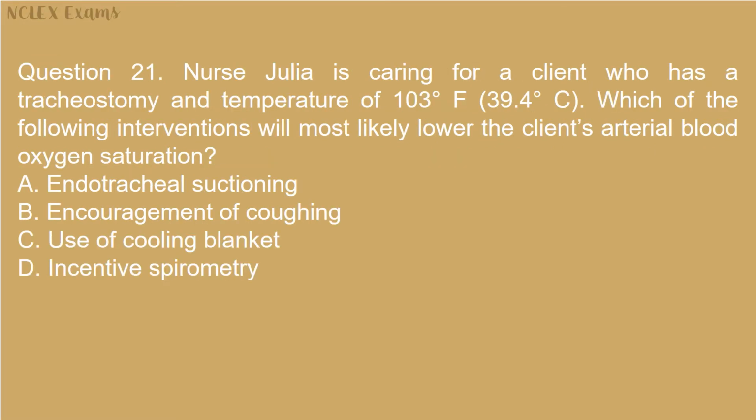Question 21. Nurse Julia is caring for a client who has a tracheostomy and a temperature of 103 degrees Fahrenheit (39.4 degrees Celsius). Which of the following interventions will most likely lower the client's arterial blood oxygen saturation? A. Endotracheal suctioning. B. Encouragement of coughing. C. Use of cooling blanket. D. Incentive spirometry.